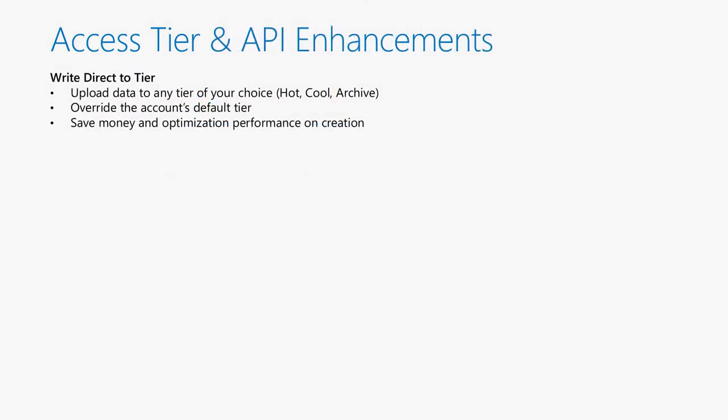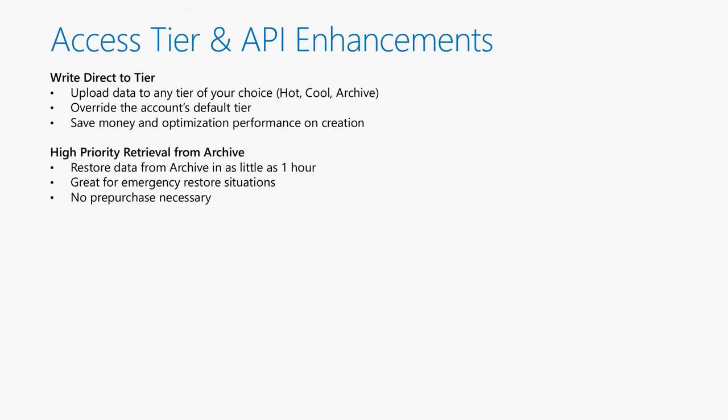And then just a few months ago, we launched some access tier and API enhancements. We're allowing you to write directly to any tier of your choice. Previously, you had to write into your account's default access tier and then do Set Blob Tier to move it between hot or archive. Now you can write directly into cool or archive, even though your account is a default hot tier. So you can save money upon creation because you know exactly where your data needs to be when you create it.